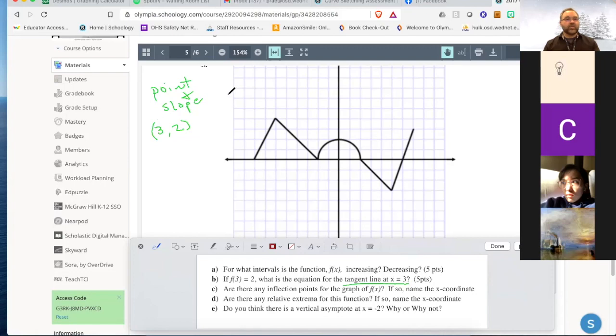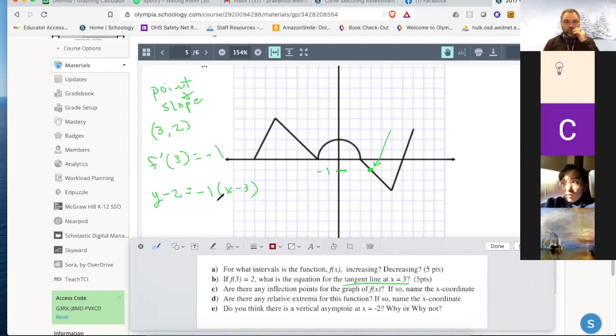How can we find the slope? Well, remember, the slope is the derivative. What's f prime at 3? Sure looks like -1, right? So my slope is -1. My point is (3, 2). My equation: y minus 2 equals -1 times (x minus 3). And there's the equation of the tangent line. Now that's in point-slope form.